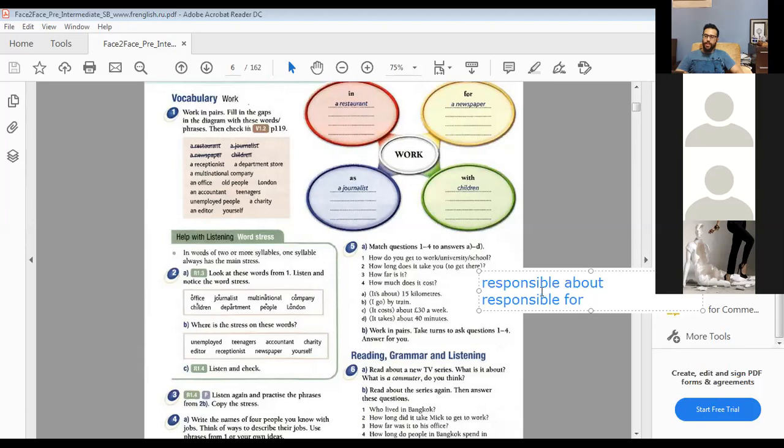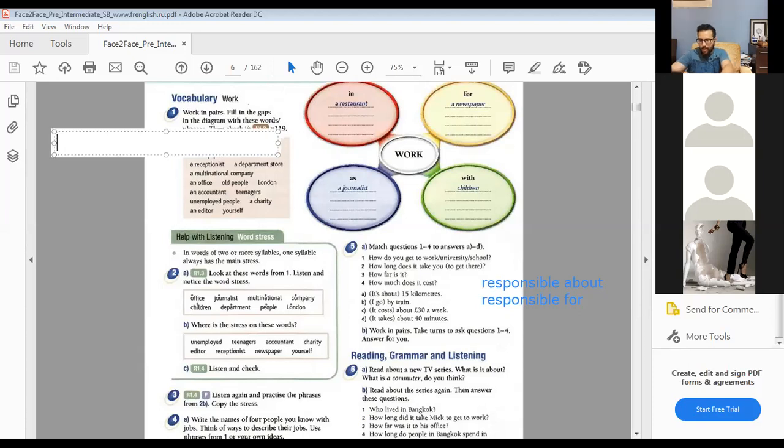Is it better to say responsible about or responsible for? Responsible for. Correct. I believe that. That's correct. You're right, Mohammed. Yes. And you said he also distributes. He distributes work. Okay. Let's write this.